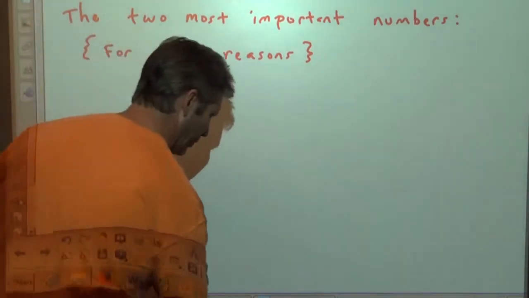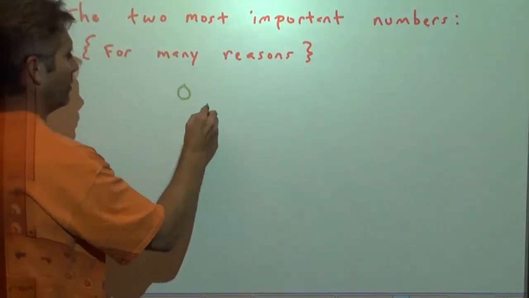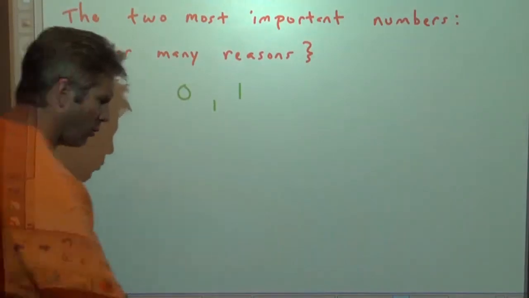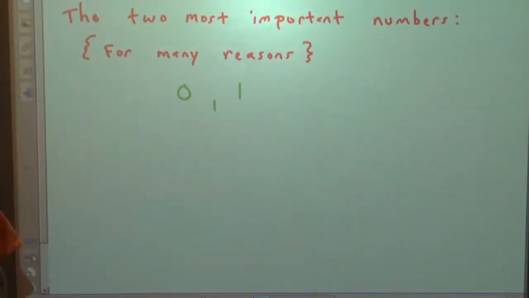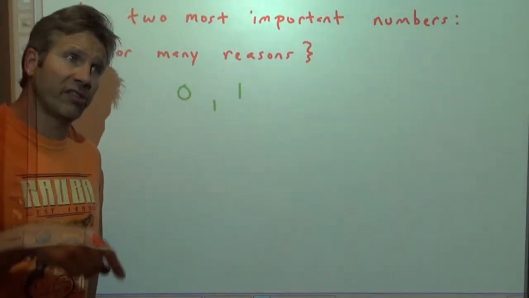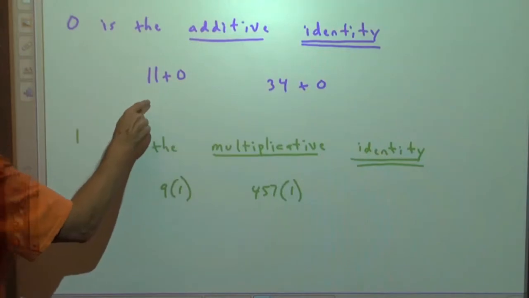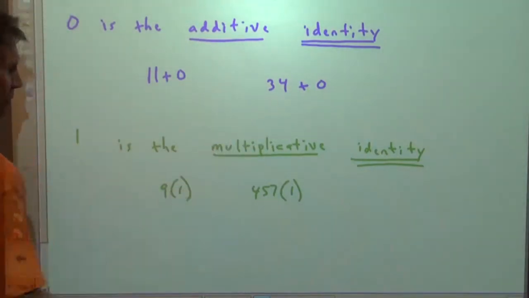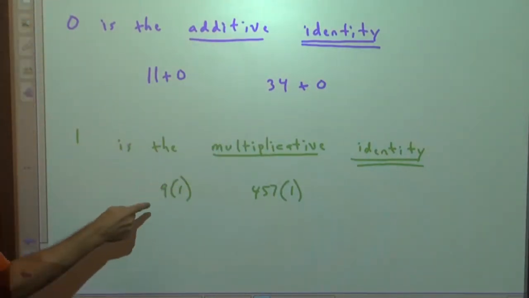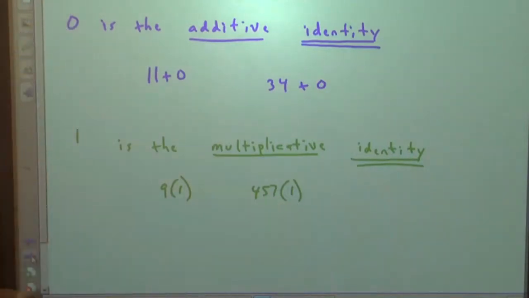Two most important numbers in all of mathematics, 0 and 1. Solving equations, it's easier than 1, 2, 3. It's as easy as 0 and 1. If you remember, the additive identity is 0. 0 plus any number just gives you the same number back. This is 11. That's 34. 1 is the multiplicative identity. This is 9. This is 457.